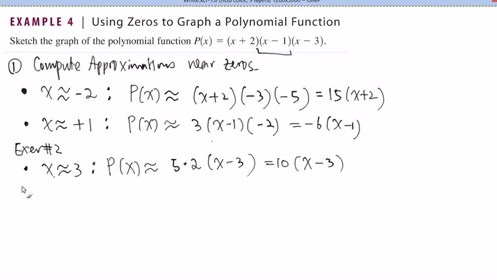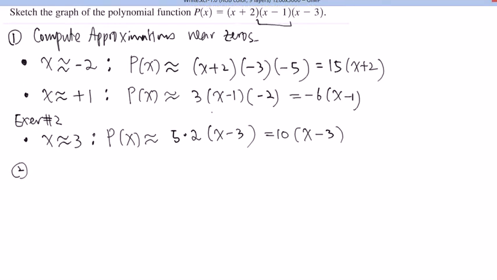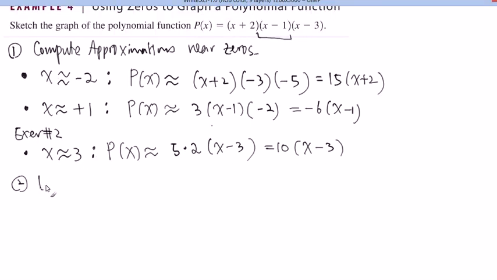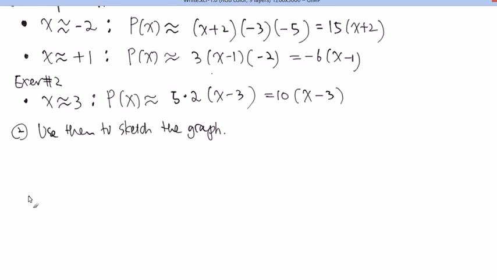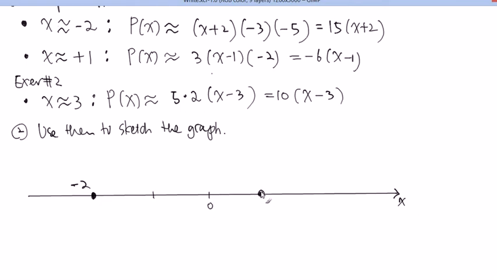So we are now going to use this approximation to sketch the graph of the function. Use them to sketch the graph. Right, here's the x-axis. And I'm going to plot those zeros. Zeros are negative 2 here, and negative 1, 0, and 1 here. That's 1. And 2 and 3, that's 3 there.